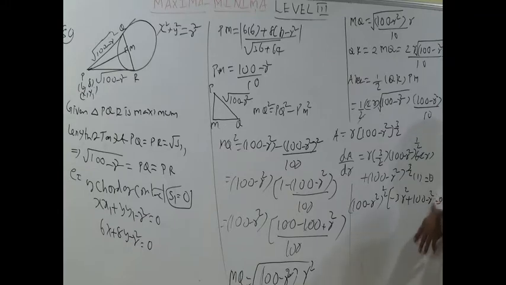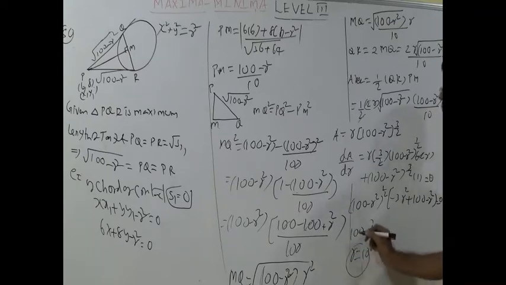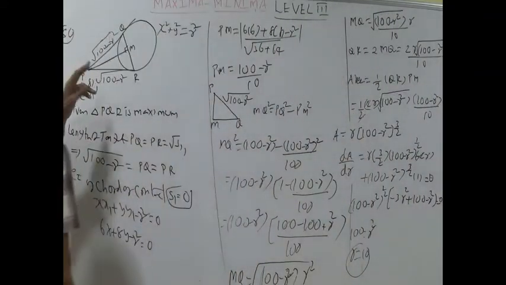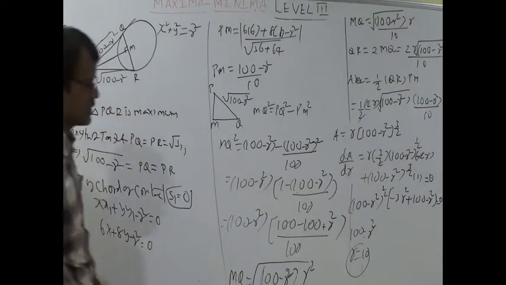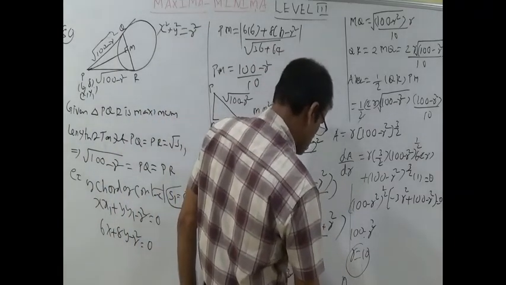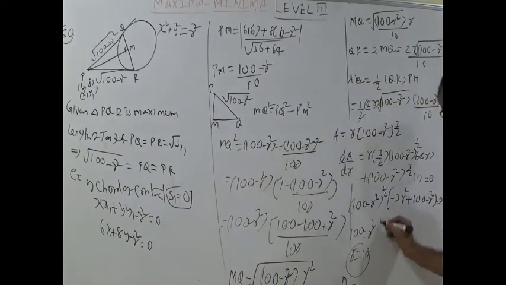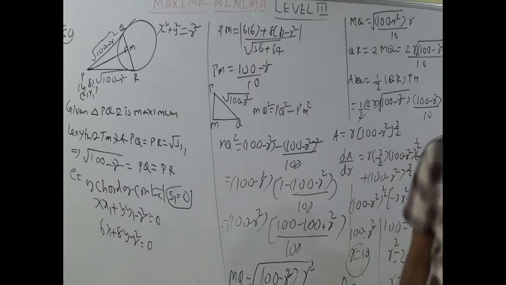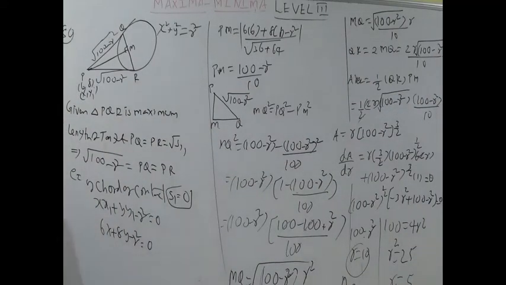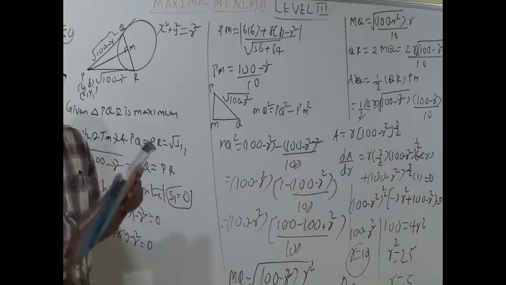Whether this equals 0 or this equals 0, here you can write 100 is equal to r square, so r is equal to 10. If r is equal to 10, 100 minus 100 is 0, there will be no triangle, so it is wrong. You don't take r is equal to 10. So here you can write 100 is equal to 4r square, so r square is 25, so r is equal to 5. This is the correct answer. Radius r is equal to 5. In the 50th question, r is equal to 5 is the first option.